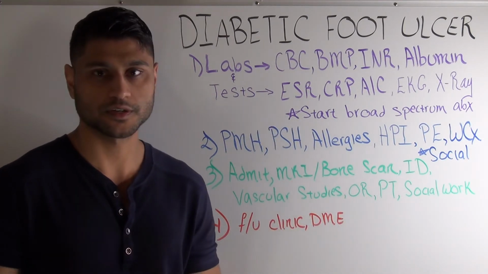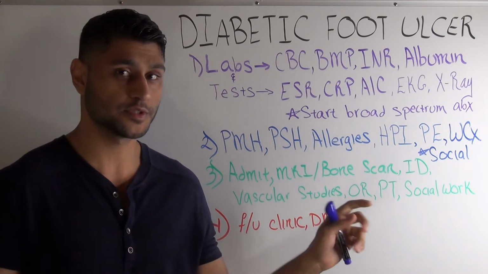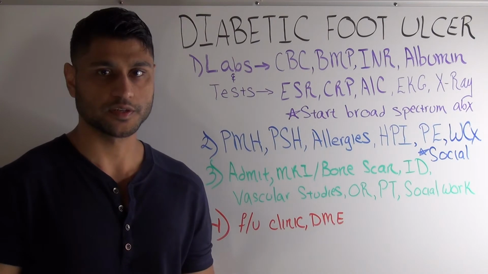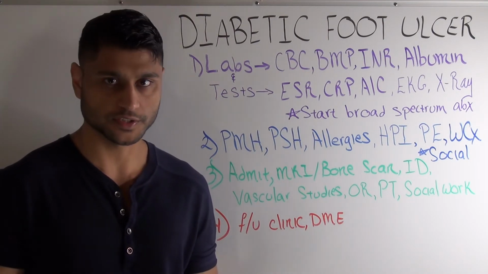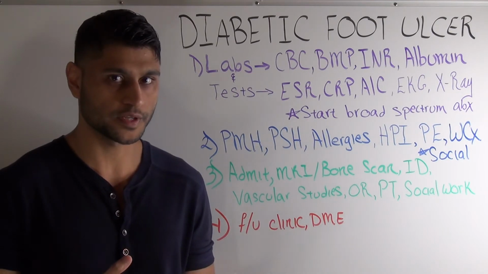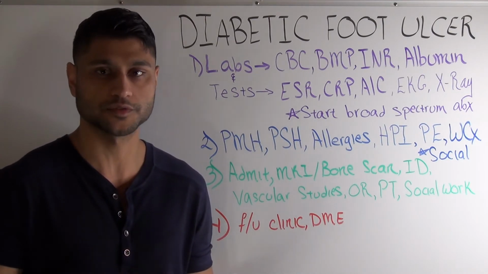Another thing about the ESR is that it's not specific. The CRP is not specific either, and neither is the ESR. It could be elevated in a number of other conditions, like renal disease. It could be elevated in obesity, also in women it can be elevated, and in the elderly.